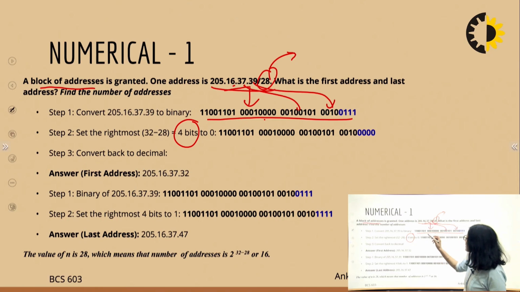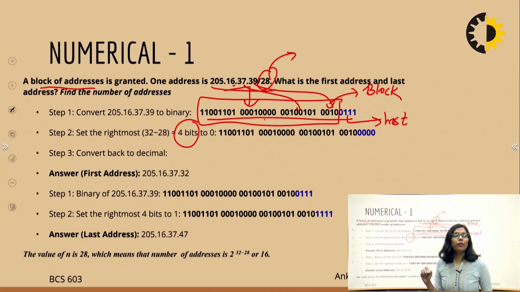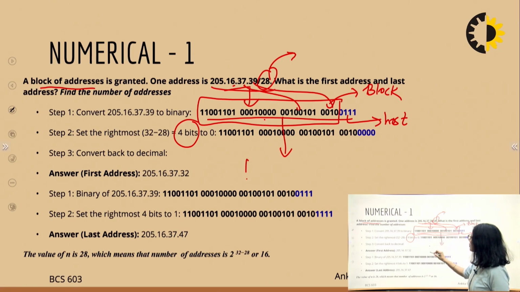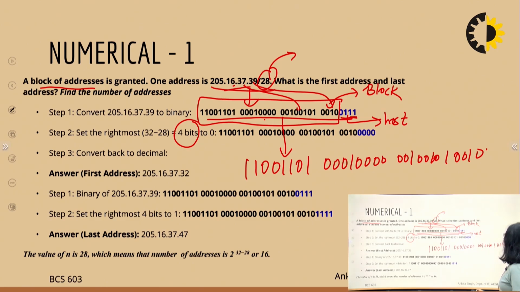If I count, this is 8, 8, 16, 24 and 4 bits here. So this portion is your block and these 4 bits represent the host. Alright. So if I have to convert it into the first address, what could be the first address? This will be the same, right? I will be repeating this, and then I will put these as 0. This will be my first address like this.